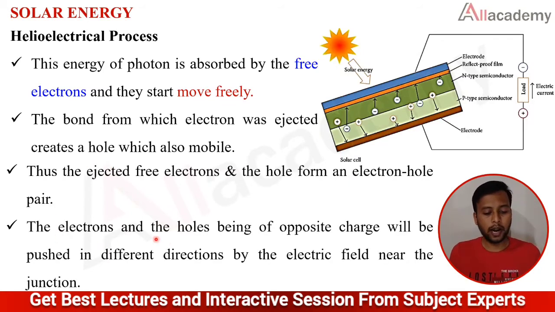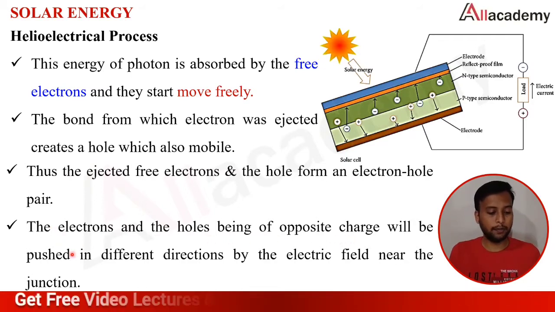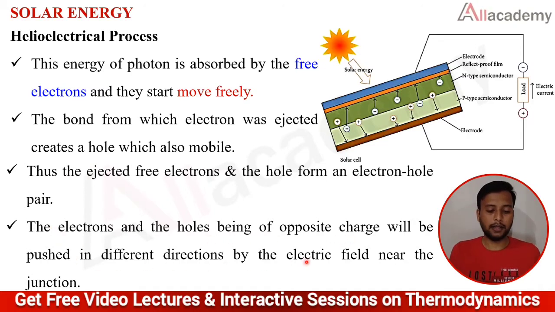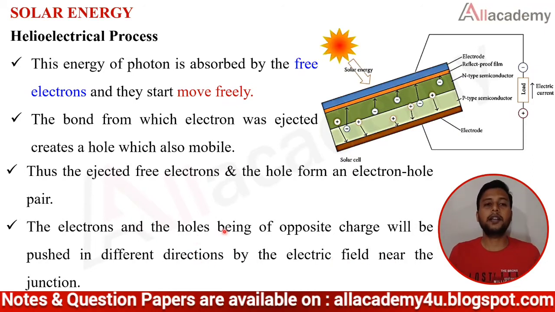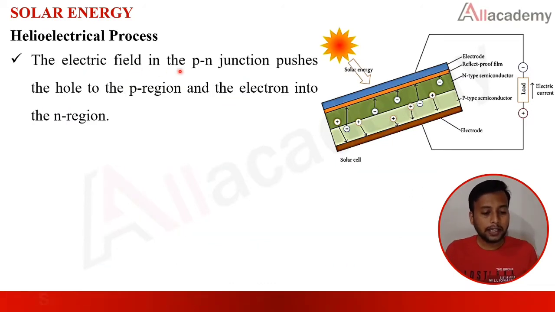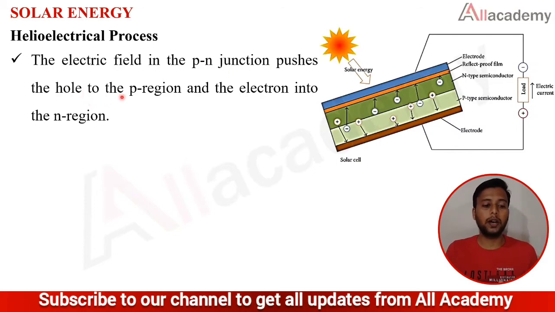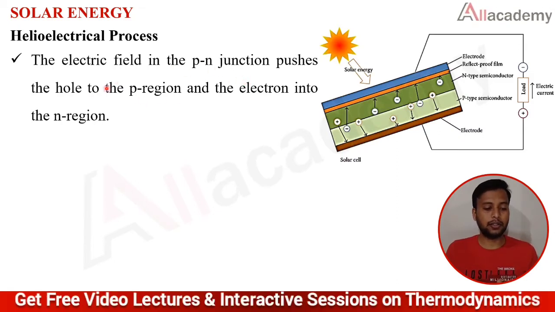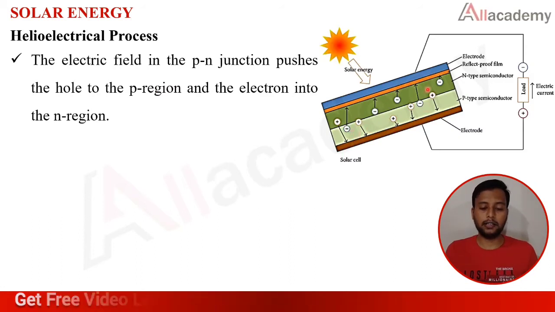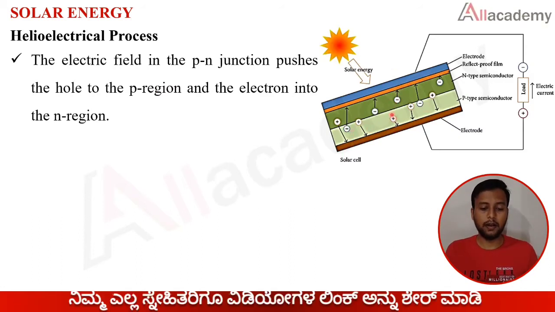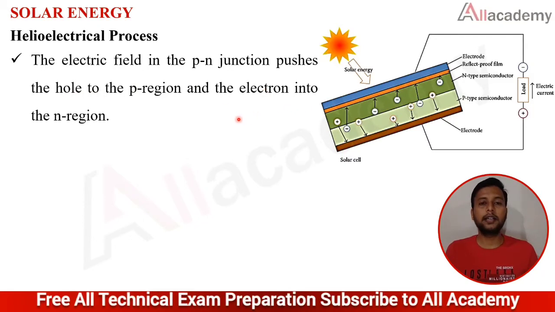The electron and the hole, being of opposite charge, will be pushed in different directions by the electric field near the junction. Now the electric field in the p-n junction pushes the holes to the p region and the electrons to the n region. Here you can see this one.